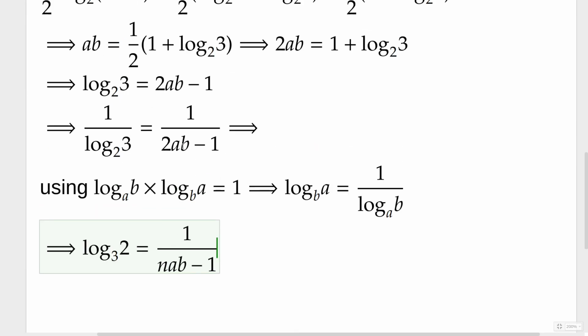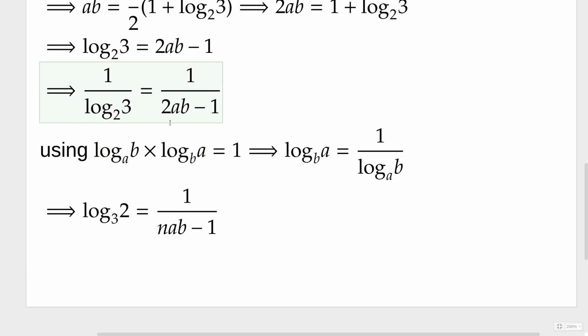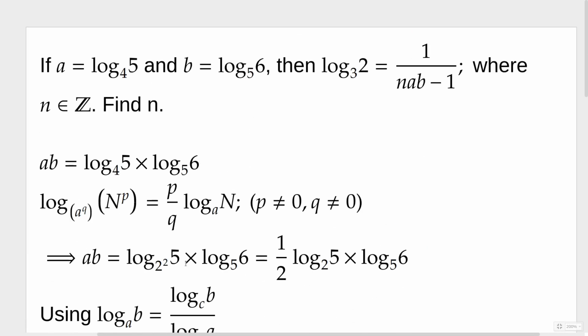equal to this. Okay, if you compare the expression, so n is 2. If you check the expression with this one, that is your log 2 base 3 is equal to 1 by n times AB. So here n, so 2 is the integer that is required. So finally the answer is 2.